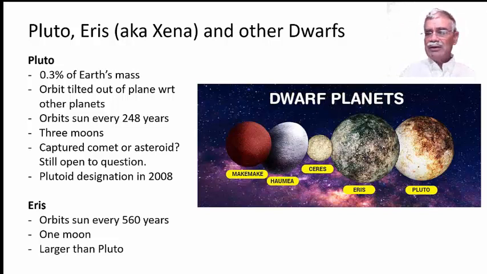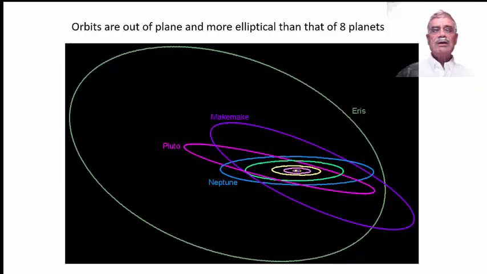Another dwarf planet is Eris. Eris is actually larger than Pluto. It orbits the sun every 560 years. It's a little bit further out. It has a moon. And let me show you the orbits, the paths of Eris and Pluto.